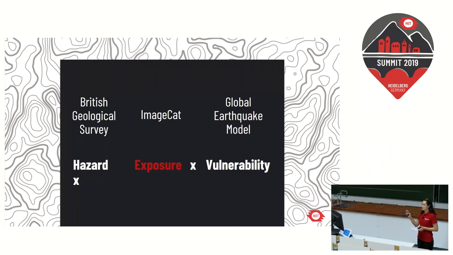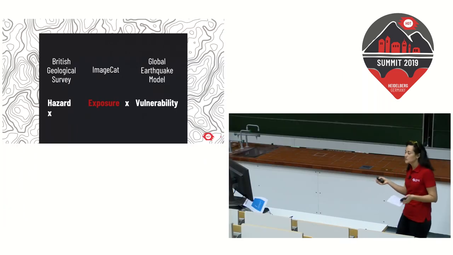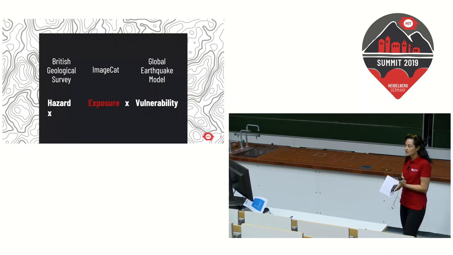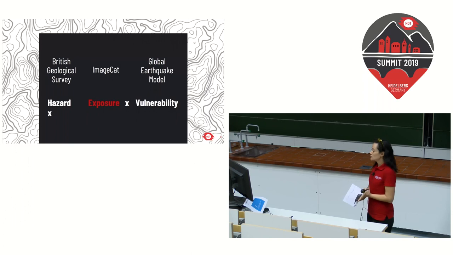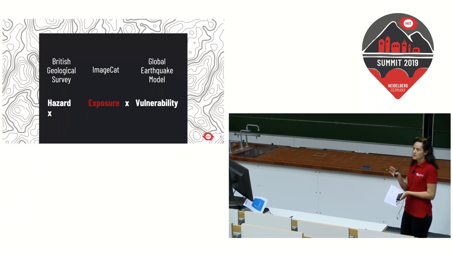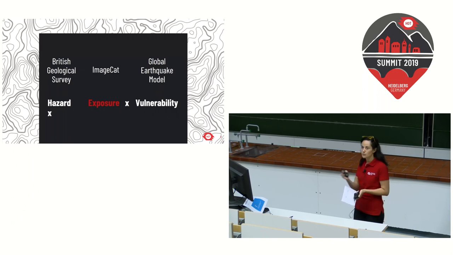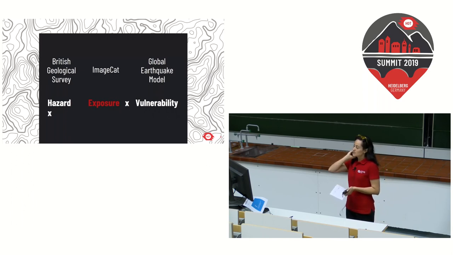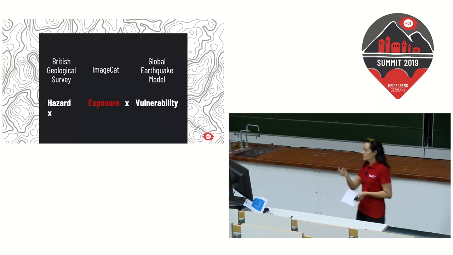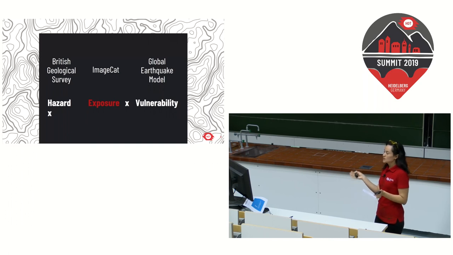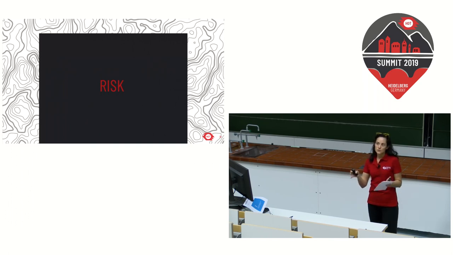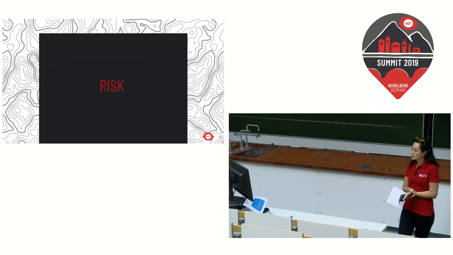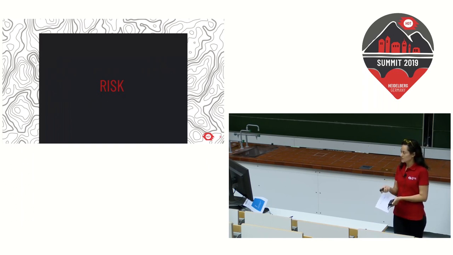But you can't just have exposure data by itself to look at the impacts of what's going to happen to it. You also have to have hazard data, which our colleagues at the British Geological Survey have been working on, and vulnerability data, which looks at the social and economic situation that makes someone vulnerable. This was data produced by the Global Earthquake Model. When you have all of those, you're able to assess what the risk is. The risk is really what will happen to the people, buildings and infrastructure that are exposed when the hazard takes place.